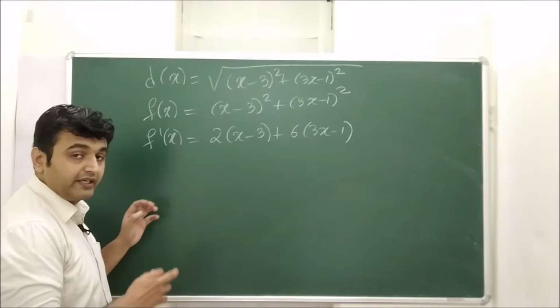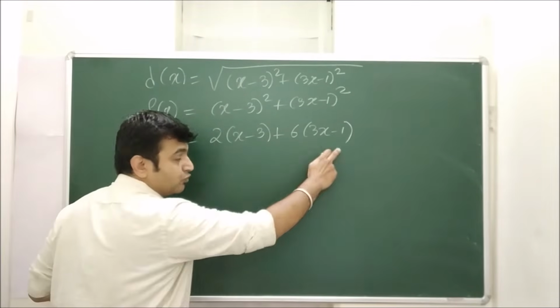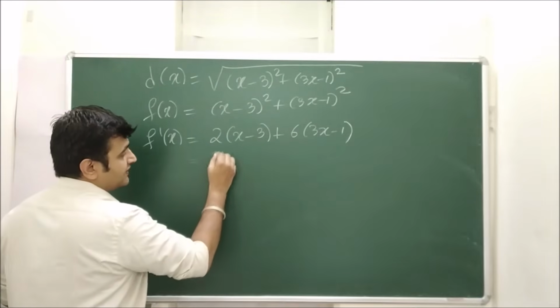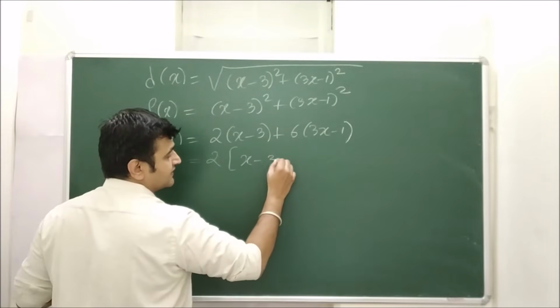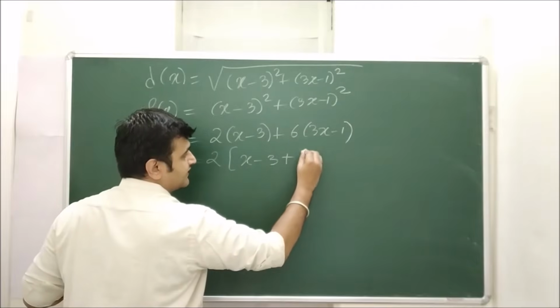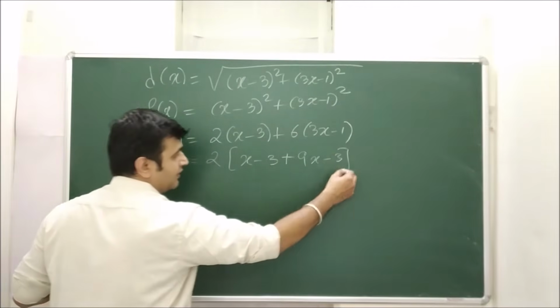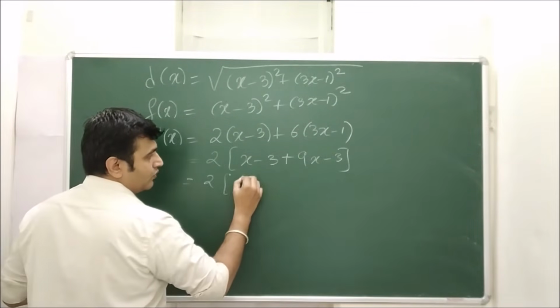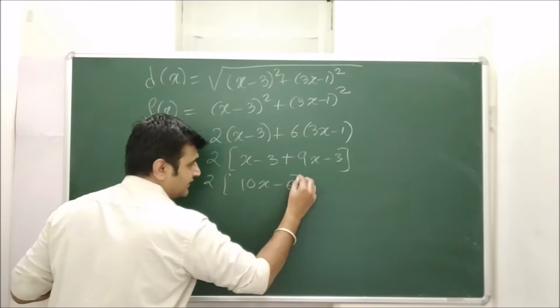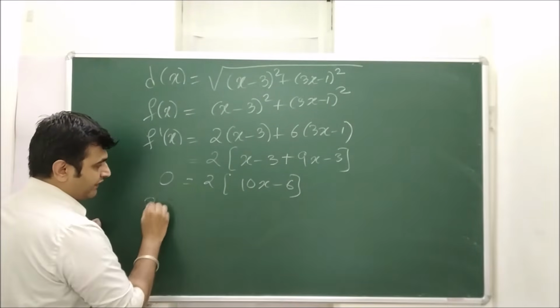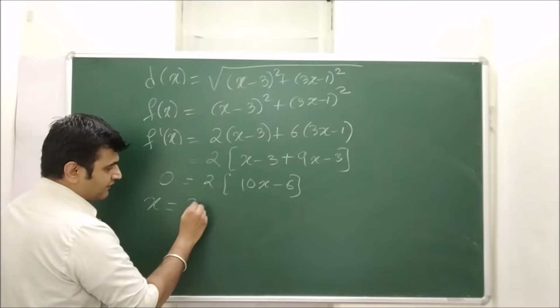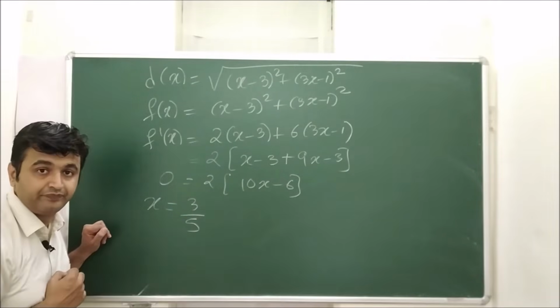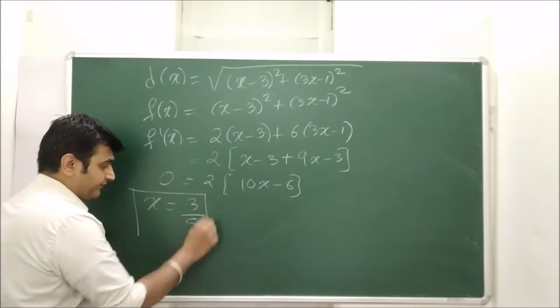So we find the derivative of the function and the derivative comes out to be this. And when you try to solve this, you can take out 2 common, x minus 3 plus 3, 3 is 9x minus 3. So this is nothing but 2 into 10x minus 6. So when is the derivative 0? When your x is 6 by 10, which is 3 by 5. So this is your critical point.